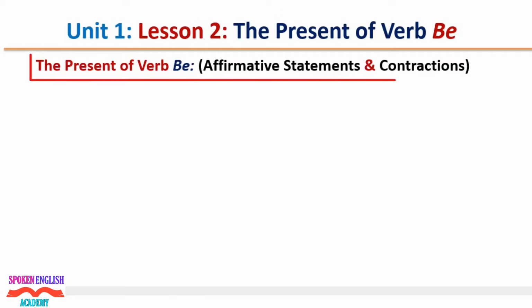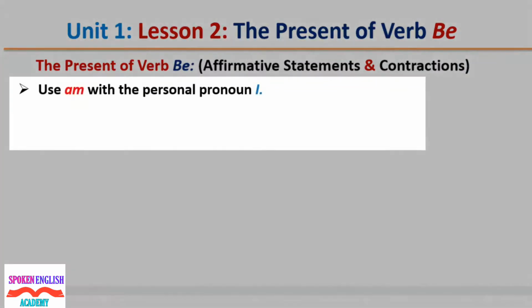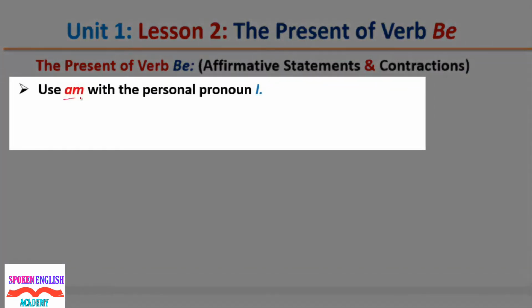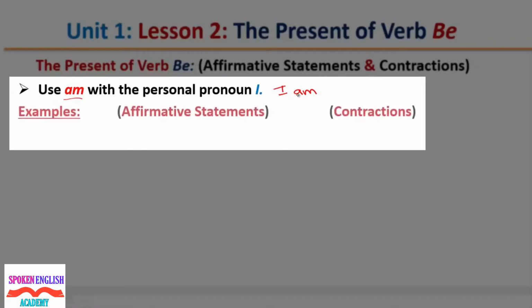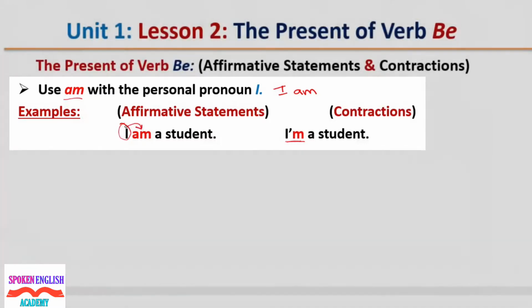The present of verb be, affirmative statements and contractions. Use the verb am with the personal pronoun I. So with the personal pronoun I, we use the verb am. I am. Examples: I am a student. The contracted form, I'm a student. So notice here that with the pronoun I, we use the verb am.